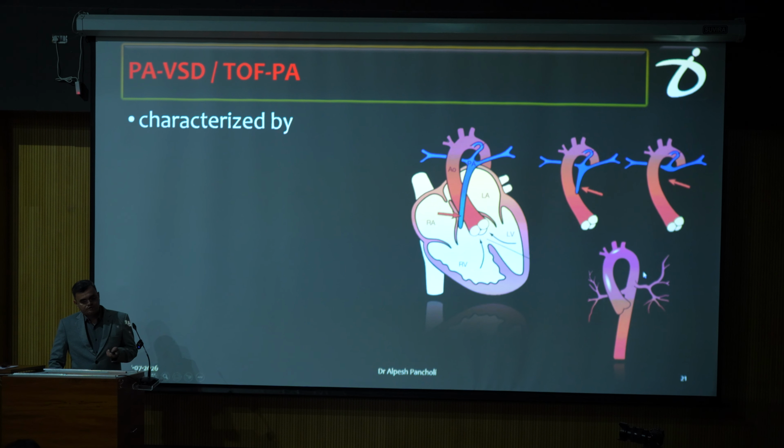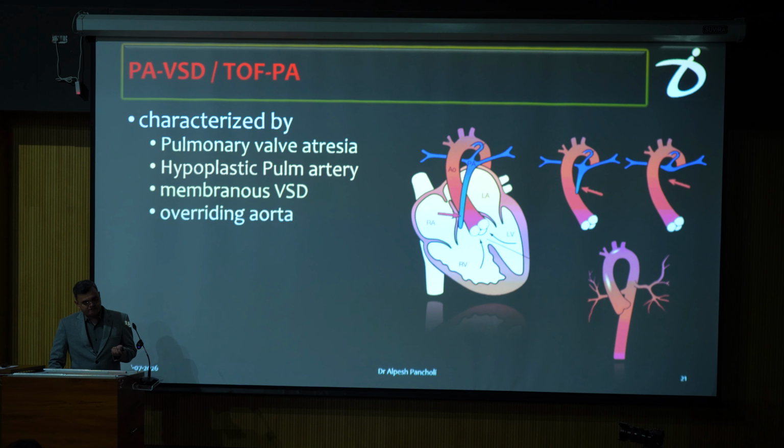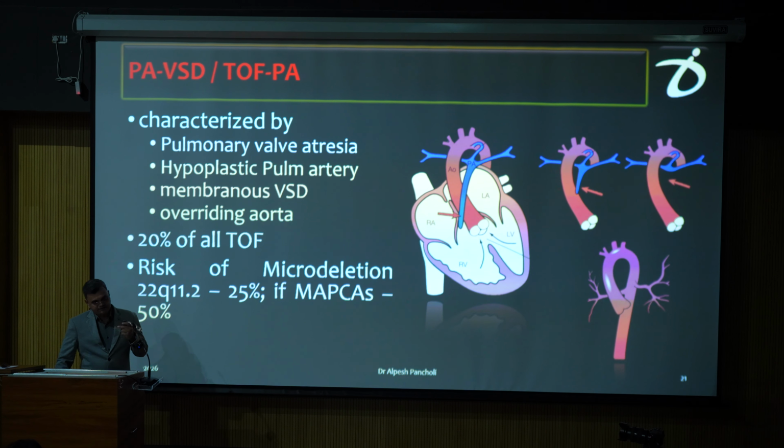So PA-VSD is characterized by pulmonary valve atresia, hypoplastic or very narrow pulmonary artery. Always there is membranous VSD, overriding aorta. It accounts for 20% of all cases of TOF, and the risk of microdeletion increases to up to 25%. If MAPCAs are present, the risk is about 50%. What are the associated findings? There are cardiac and extracardiac.